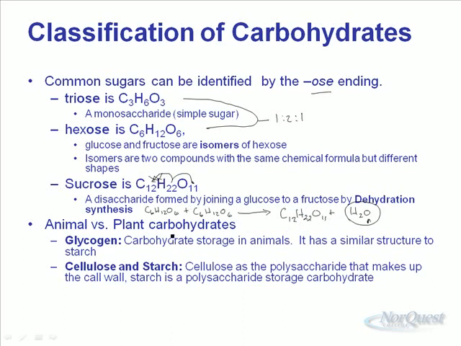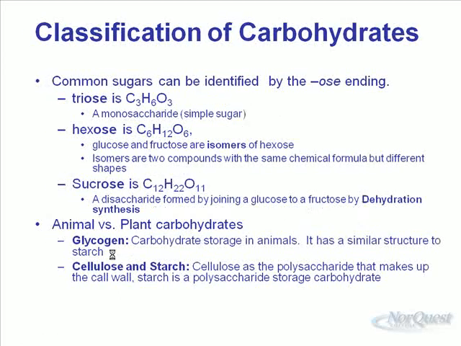Both plants and animals make their own carbohydrates. In animals, it's called glycogen. It's a storage unit for energy in our body. It's a polymer. It has a similar structure to starch. Cellulose and starch are the plant versions of carbohydrates. Cellulose is used to make up cell walls. Starch is a polysaccharide whose purpose is energy storage, but cellulose's actual purpose is cell walls, so it's a structural carbohydrate.